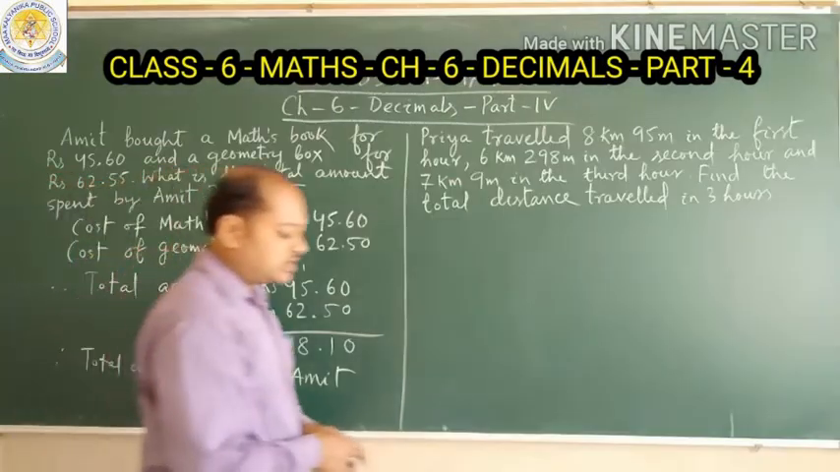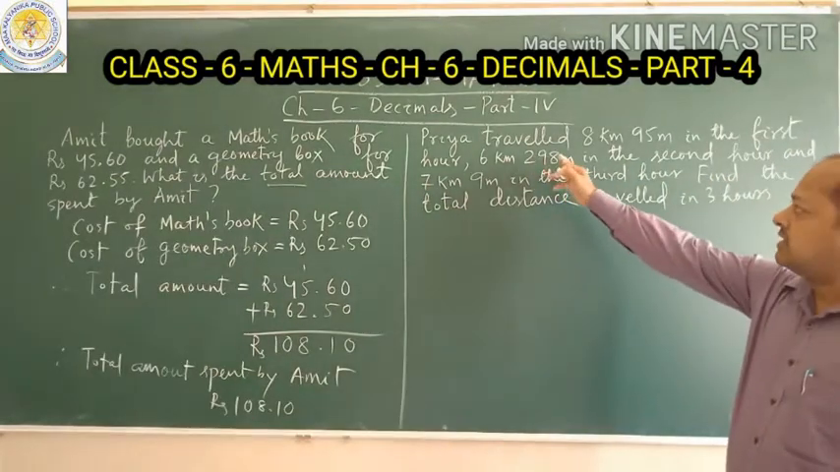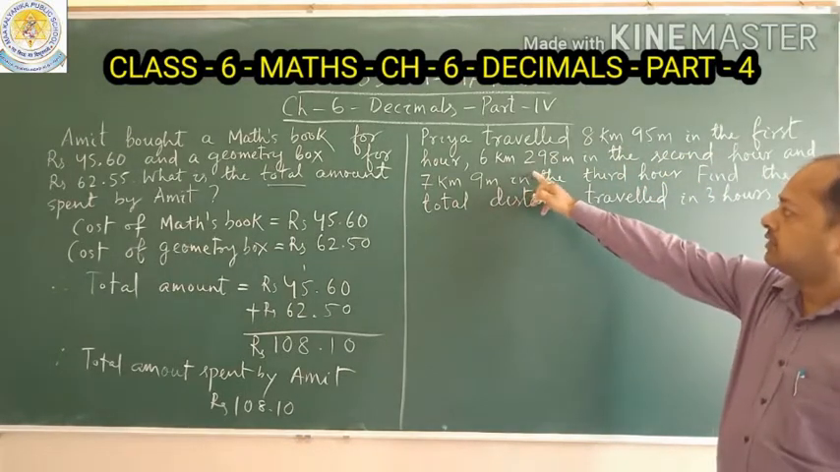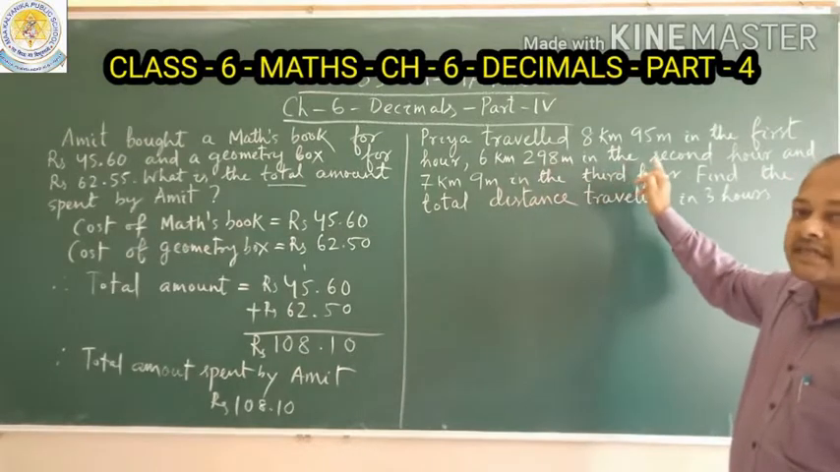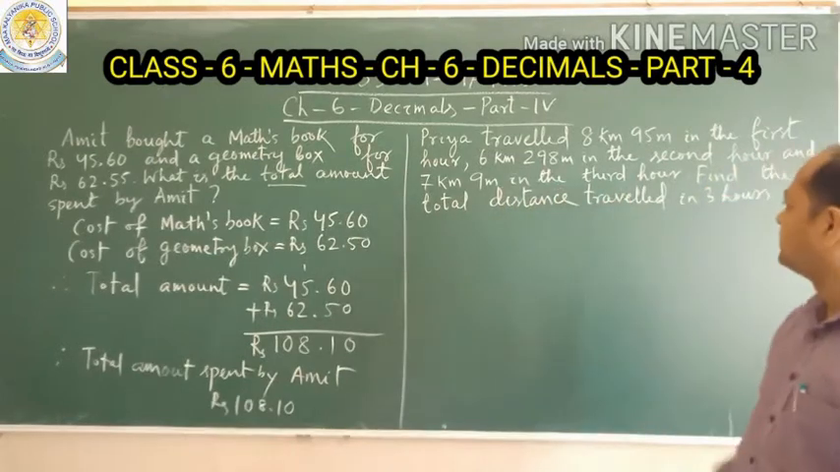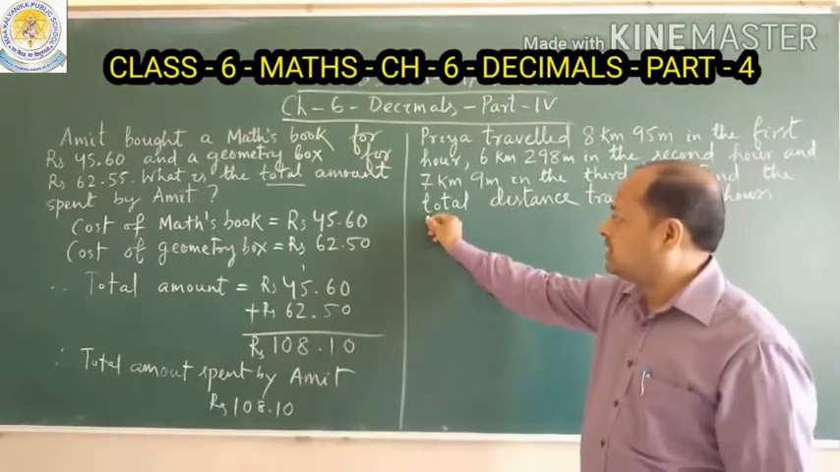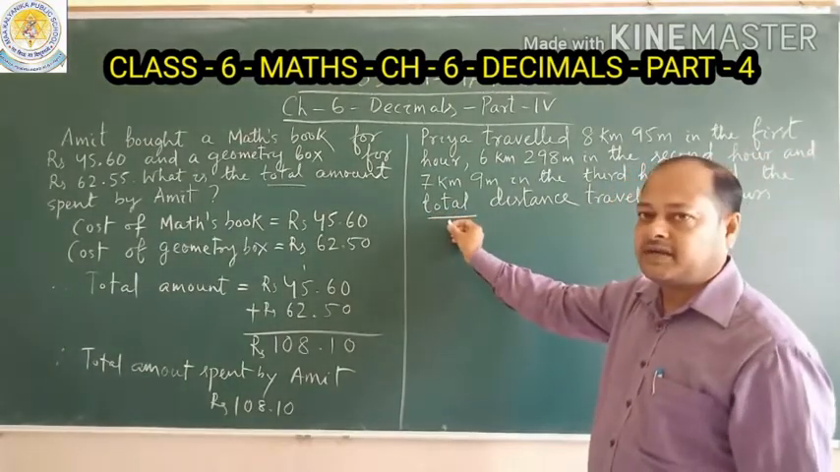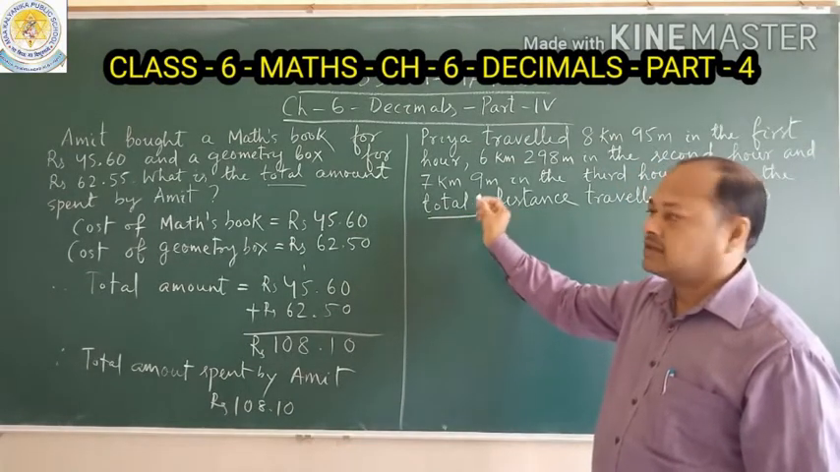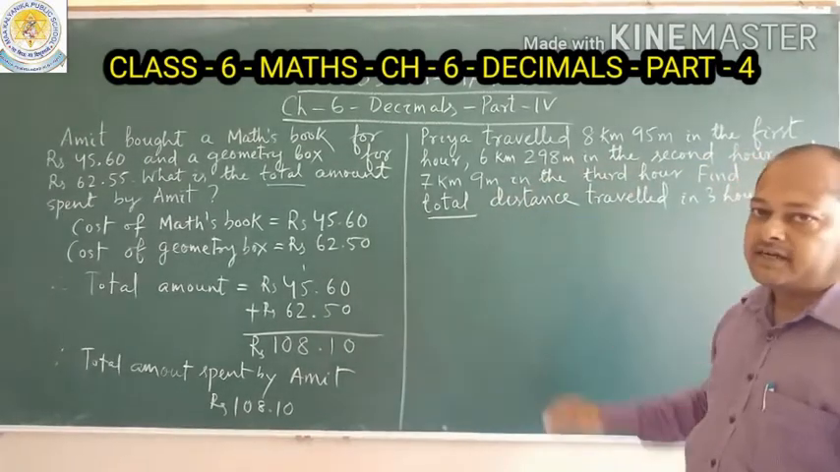Okay, we are going to solve another story problem. Look at this question. Priya traveled 8 km 95 meter in the first hour, 6 km 298 meter in the second hour, and 7 km 9 meter in the third hour. Find the total distance traveled in the 3 hours. Here also, total means it is clearly a case of addition. So write one statement at a time and find the answer.